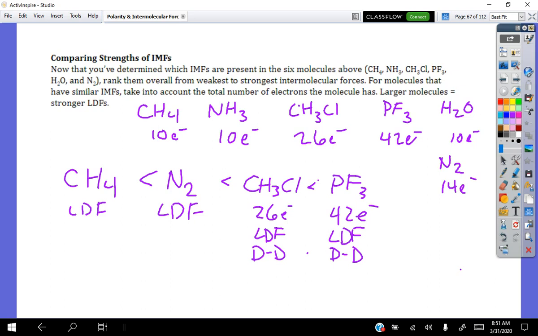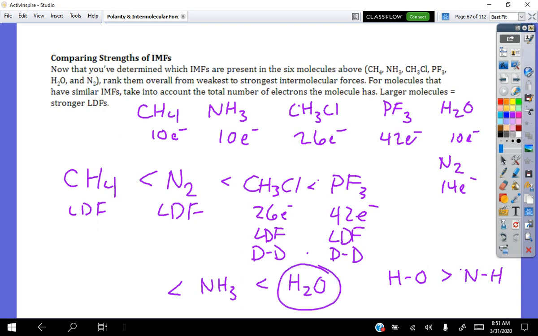And then my last ranking, I'm running out of space here, I have to compare NH3 to water. This one is tough because they have the same number of electrons and they experience the same IMFs. If you run into an issue where it's the same number of electrons and the same types of intermolecular forces, you have to look at the strength of the dipole. The OH bond is going to be more polar than an NH bond. And for that reason, H2O will have the strongest intermolecular forces compared to NH3.